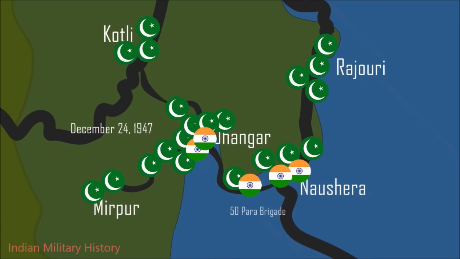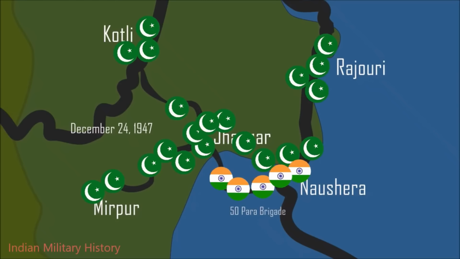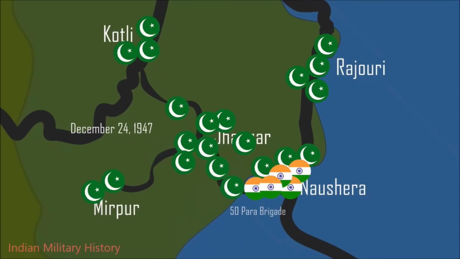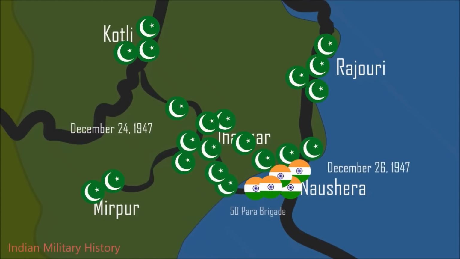After a very tough battle at Jhangar, the Indian side had to retreat from the town. The loss of the crucial town of Jhangar on December 24, 1947 was a major setback for the Indian armed forces. The enemy, with its recent success, grew bold and made an attempt at capturing Naushera, but with strong build-up from the Indian side over there, the attempt was foiled on December 26, 1947.